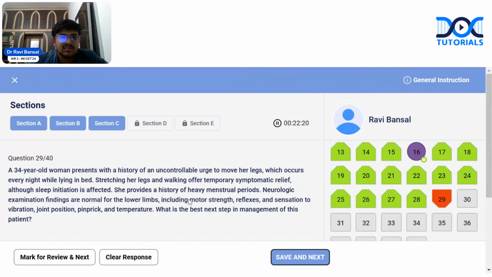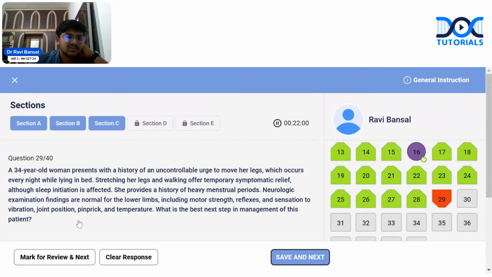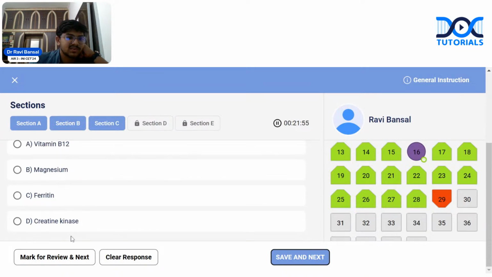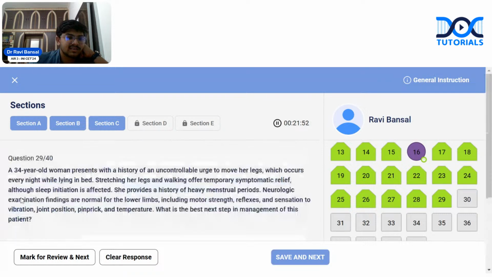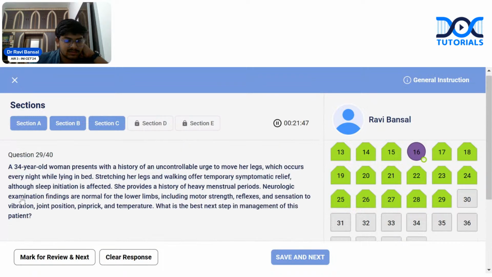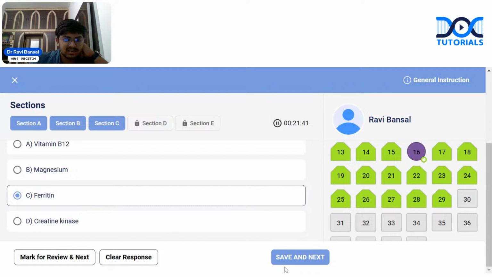She provides a history of heavy menstrual bleeding. Neurological examination is normal for lower limbs, including motor strength, reflex, sensation to vibration, joint position, pinprick, and temperature. What is the best next step in the management? So this is the case of restless leg syndrome. There is an association of iron deficiency anemia and RLS. So I might want to check her ferritin level to check for iron deficiency anemia. Also, they have given heavy menstrual period, so this is correlating, so this is right.